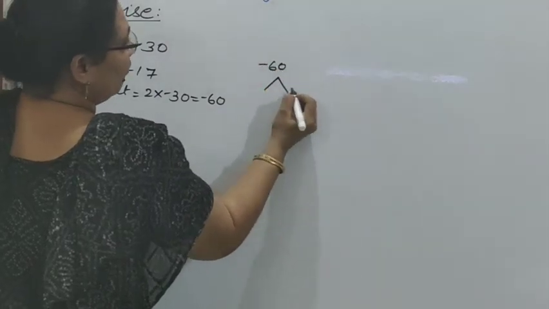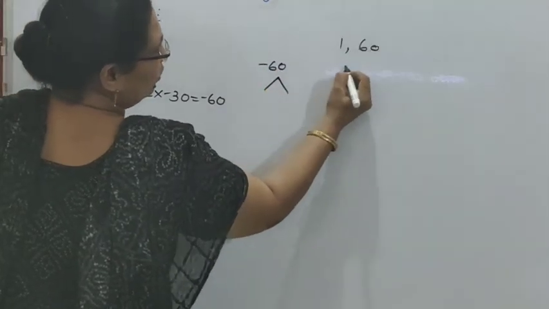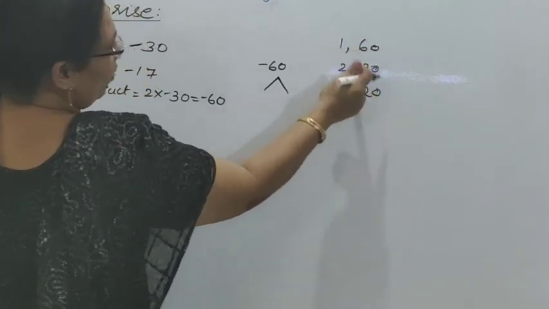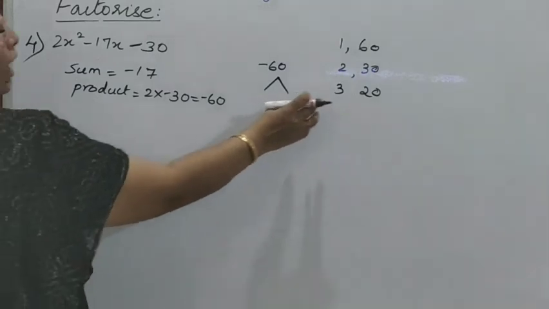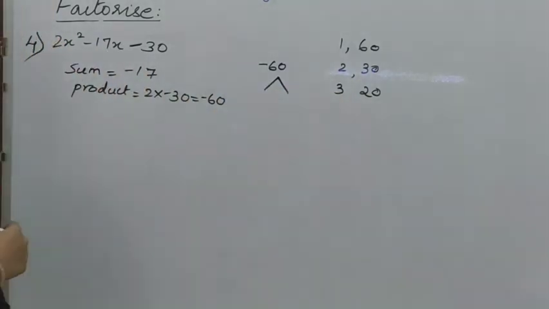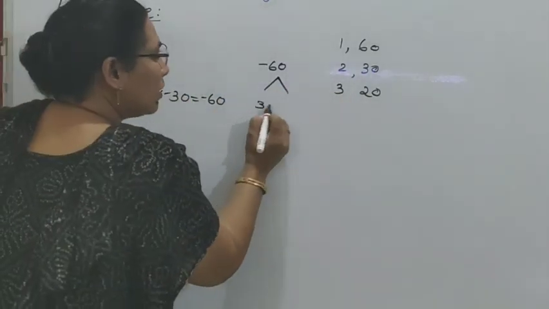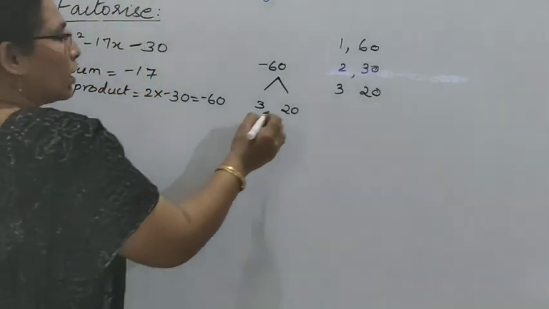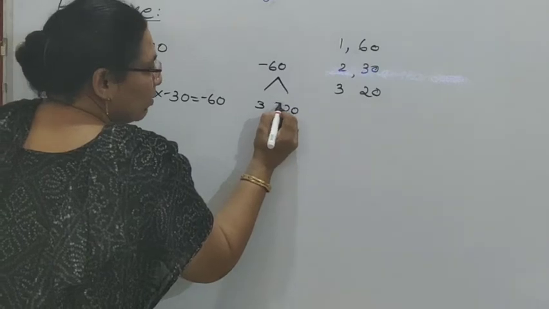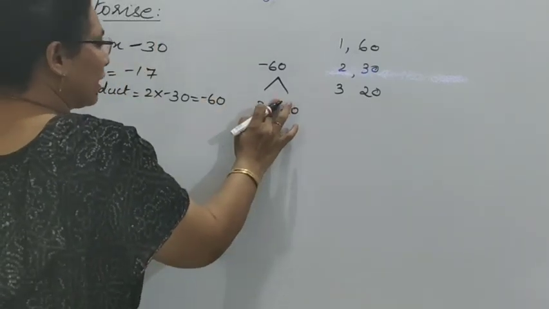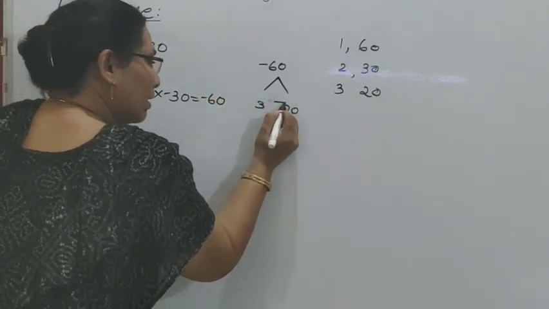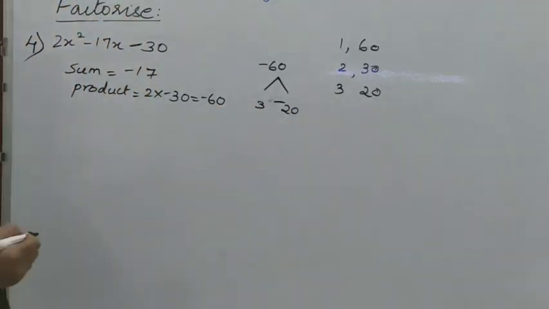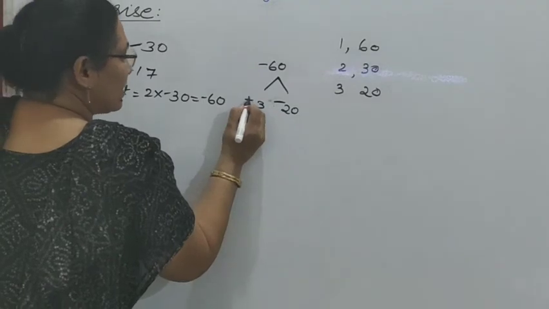So we know that the factors are 1 and 60, 2 and 30, and 3 and 20. Among these, only 3 and 20 are close to our answer. So we are writing 3 and 20 here. Now what is the middle term sign? It is minus. So the greater number, that is 20, will get the minus sign. Minus I am writing here, and 3 should be given either plus or minus. So we have to give 3 as a plus.